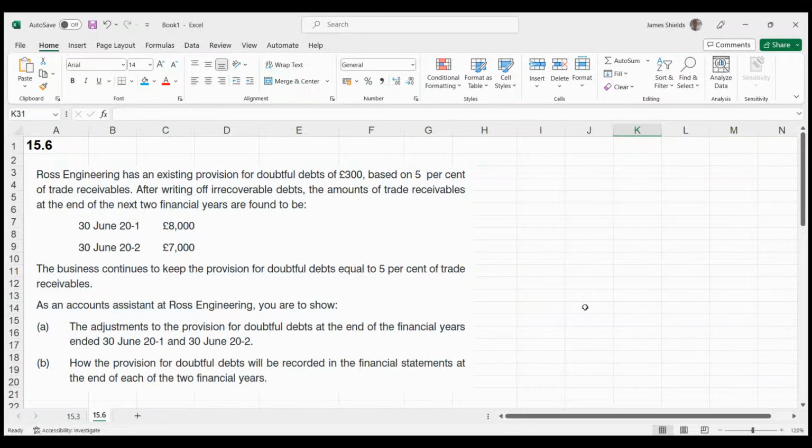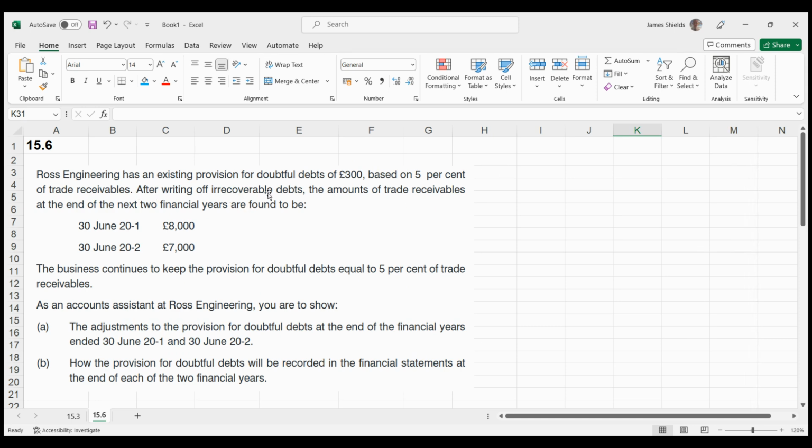So I've got a question here on provision for doubtful debts to show you how to do your nominal ledger accounts and the effect on the financial statements. Ross Engineering has an existing provision for doubtful debts of £300. What it means is he does not expect to get £300 from his trade receivables at the end of the year. It's based on 5% of the trade receivables. So 5% of them, he does not expect to get the money from them, and that's all based on past history. That's where he gets his 5% from.